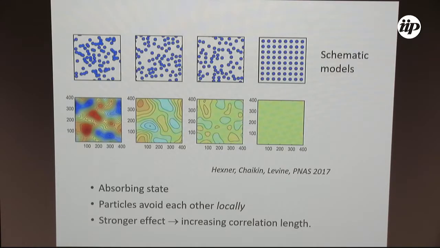So there are some schematic models that were very thoroughly studied, mainly by Daniel Hexner and Dov Levine, and Chaikin also. Here you can see a random organization and how the density map looks like for this structure. And these are two schematic models that produce much more uniform density fields. I will not get into the details. If you're interested, I can tell you later on. And here is a crystal, and it's very uniform. Okay. So this is just to say that these systems are not a matter of imagination. They have been observed experimentally and numerically for sure.